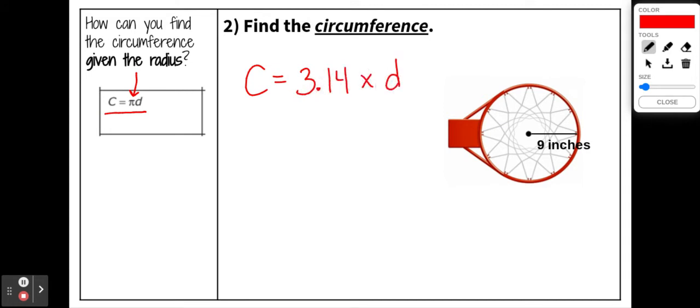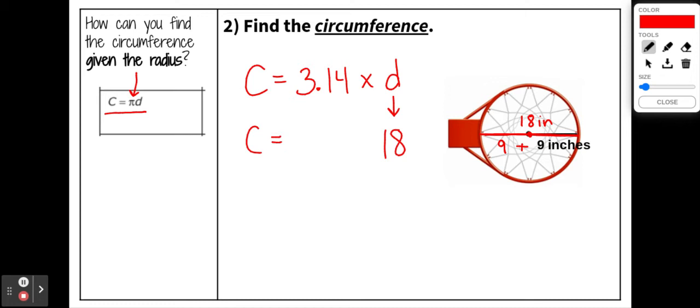times diameter. Okay, so in order to find the circumference here, I need to know the circle's diameter. I already know that it has a 9-inch radius. Well, diameter is all the way across the circle. So if halfway across is 9, the other halfway across is also 9, I can add them together to get an 18-inch diameter all the way across the circle. So 18 inches is the diameter of a basketball hoop. So I'm going to replace diameter with 18.